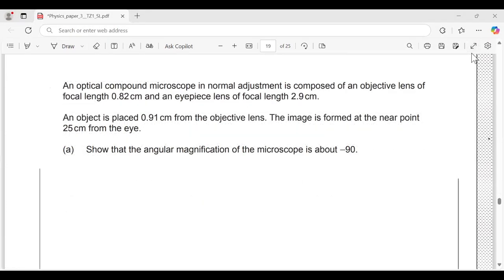An optical compound microscope in normal adjustment is composed of an objective lens of focal length 0.82 centimeters and an eyepiece lens of focal length 2.9 centimeters. An object is placed 0.91 centimeters from the objective lens. The image is formed at the near point, 25 centimeters from the eye. Show that the angular magnification of the microscope is about minus 90. Yeah, it's about minus 90. Great. Okay.